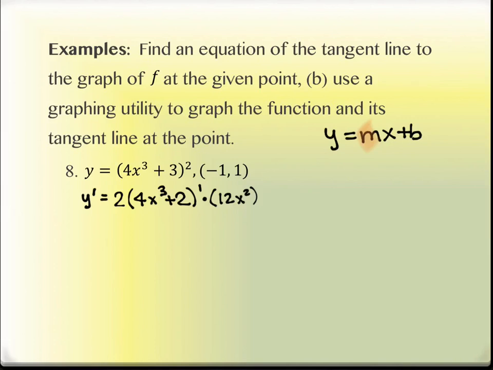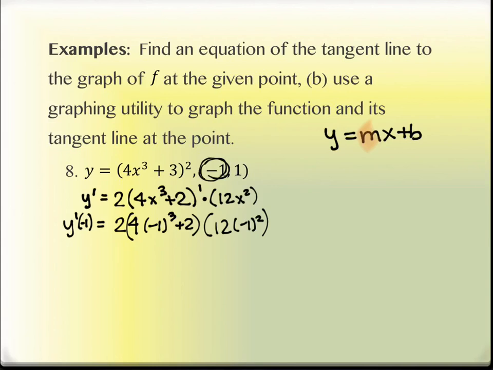Okay. So we're not really all that interested in cleaning this up. We're really interested in evaluating this. So if you wanted to, you could evaluate at this point. We could actually find y prime of -1 without cleaning anything up. It says -1 here. So I would have 4 times -1 cubed plus 2, and then I would have 12 times -1 squared. If you want to clean it up before you do that, that's fine too.